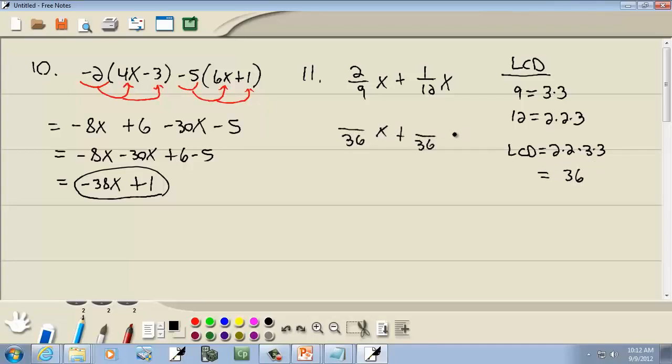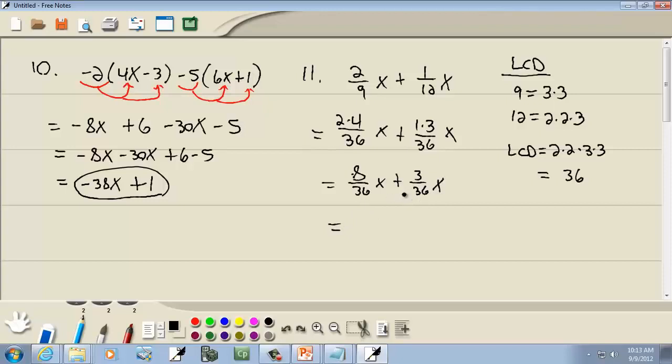Well, I want to rewrite each fraction with that new denominator. On my first fraction, I multiplied the bottom part by 4 to get my new denominator, so I have to multiply the top part by 4. On the second fraction, I multiplied the bottom part by 3, so I have to multiply the top part by 3. So that gives us 8 over 36x plus 3 over 36x.